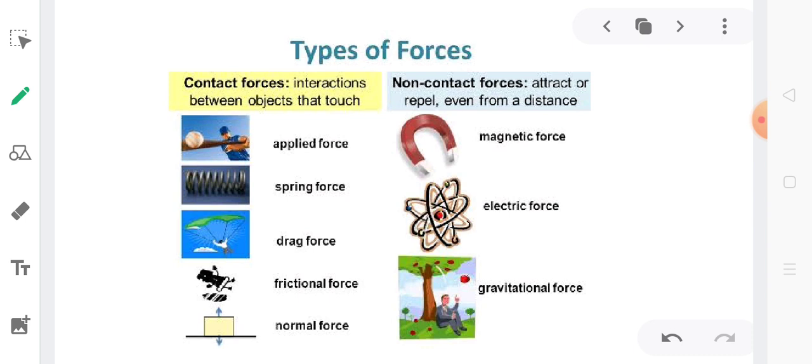While non-contact forces attract or repel even from a distance. Actually, these forces are called action at a distance forces. This means the two objects that are interacting with each other are separated by some distance. So you can consider the example of a magnet that can attract iron objects even from a certain distance, or say electric force. For instance, you can rub a plastic scale in your dry hair, and then if you bring that plastic scale near some small bits of paper, even from some distance you will find that those bits of paper are getting attracted to that plastic scale.